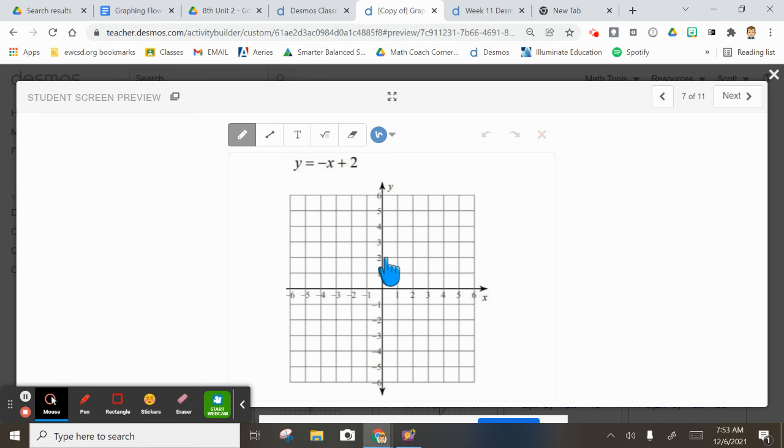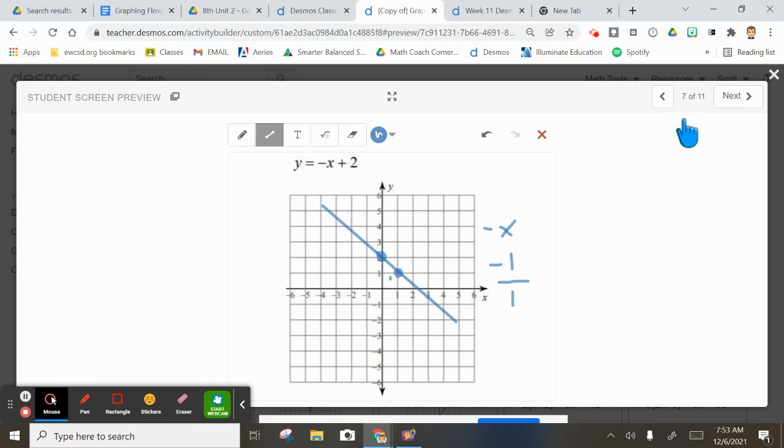You do it on your own. +2. You're going to go down 1 over 1. Negative x, remember, is actually -1 over 1. So down 1 over 1. All right. And then let's go ahead and go straight line. Boom. And there's your actual line.